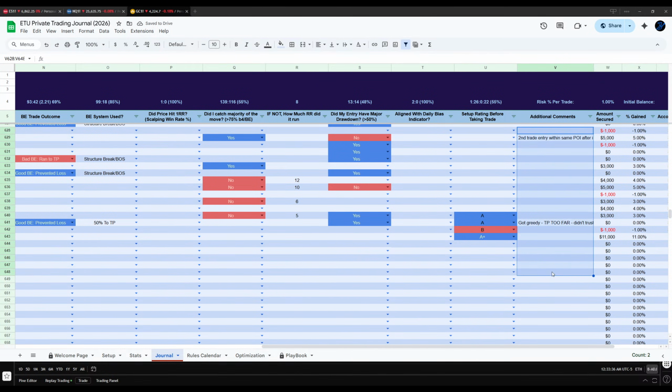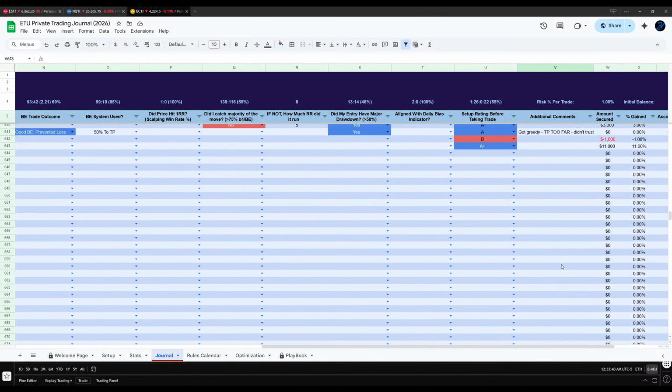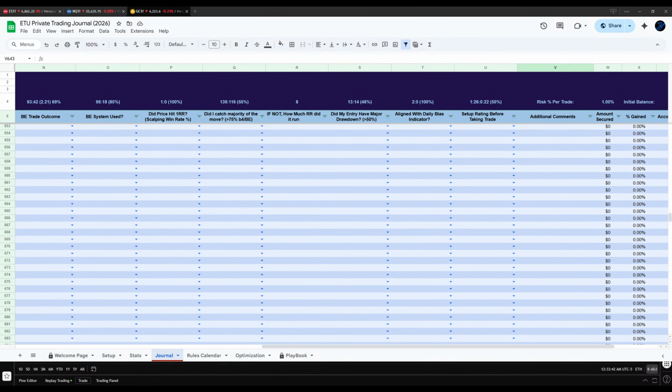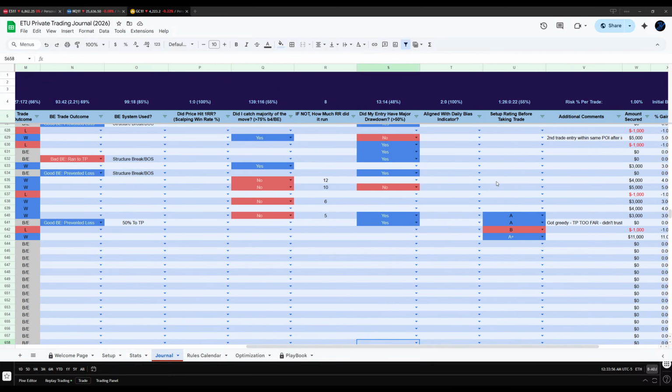Again, for additional comments, I usually don't recommend you writing much here unless there's something specific you want to point out, because it's pretty qualitative data. This can also be where you just write down your psychology if needed, right? Got greedy, TP too far, whatever. Stuff like that, not sticking to your system. But that's where you also use the tilt meter. So qualitative data, I'm not a huge fan of. This is more so psychology stuff.